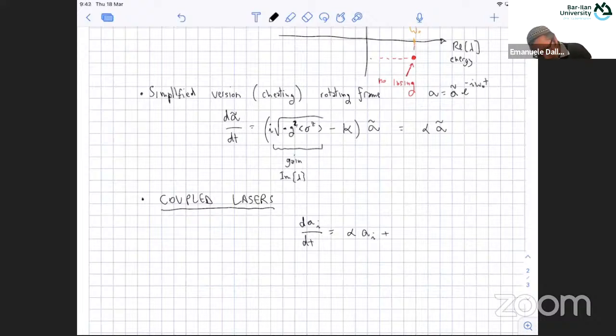So the idea is, in terms of the equations, the basic equation, you have some coupling. These are linear equations of motion, and you just assume that there is some coupling between the laser A and the laser J. So something like this. It's very simple.